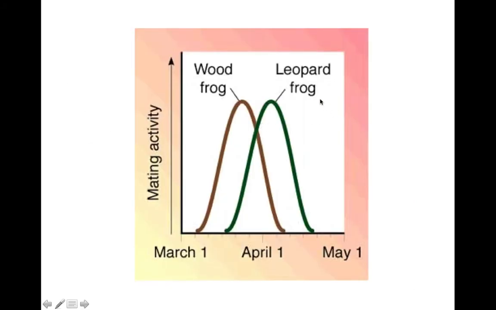Here's an example. These two frogs used to be the same species. Some of the frogs preferred mating earlier in the season. Some of the frogs preferred mating later in the season. Because of those differences in preferences, we ended up with two different species of frogs: the wood frogs that prefer mating earlier and the leopard frogs that prefer mating later.